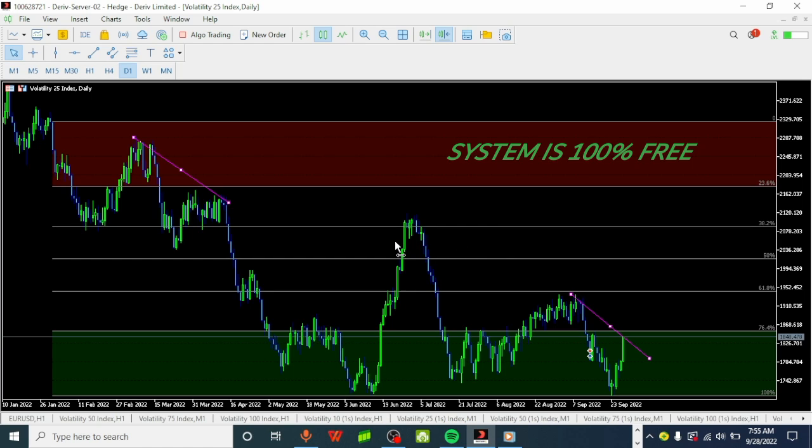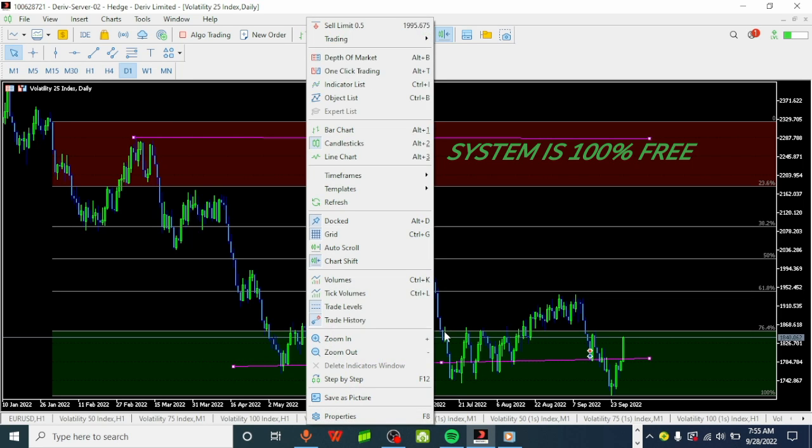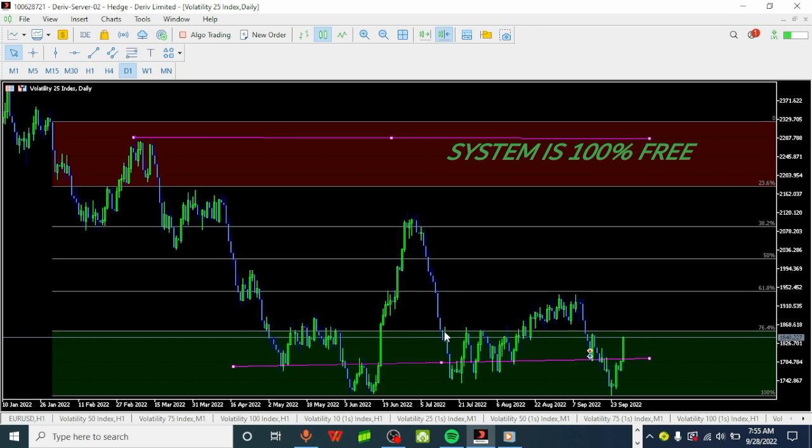So as you can see, this system is good in a way that it always shows you areas of supply, whereby they are represented by this red zone here. Then areas of demand, whereby they are represented by this green zone. And whenever price is in the demand zone, we look for buys. And whenever price is in the supply zone, we always look for sellers. So this is our system, guys, and we have done the analysis on V25.